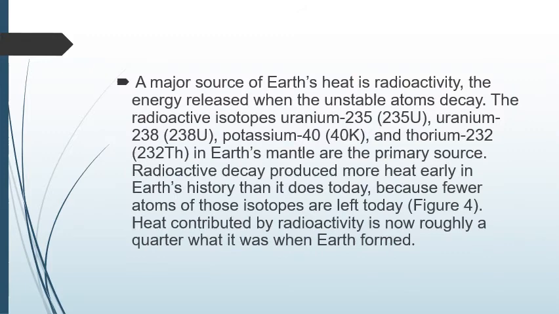A major source of Earth's heat is radioactivity, the energy released when unstable atoms decay. The radioactive isotopes uranium-235, uranium-238, potassium-40, and thorium-232 in Earth's mantle are the primary source. Radioactive decay produced more heat early in Earth's history than it does today, because fewer atoms of those isotopes are left today. Heat contributed by radioactivity is now roughly a quarter of what it was when Earth formed.